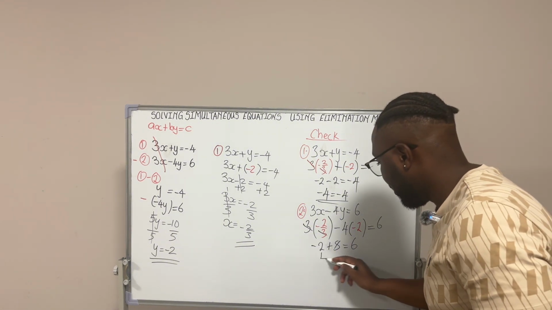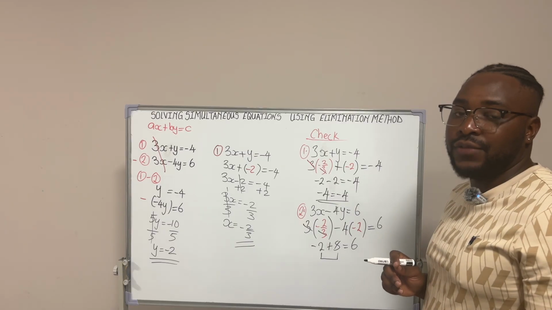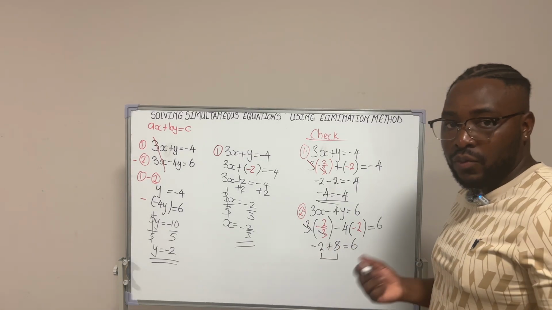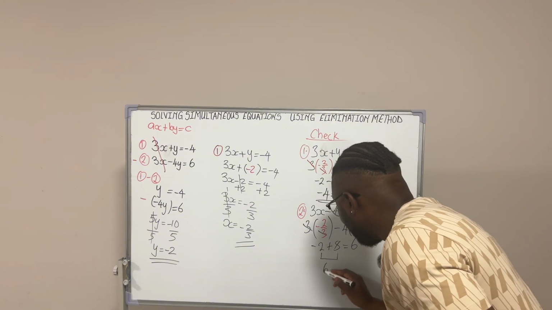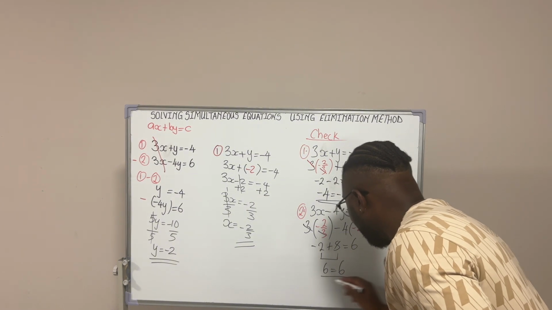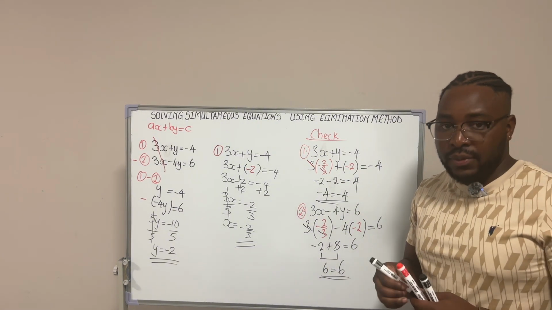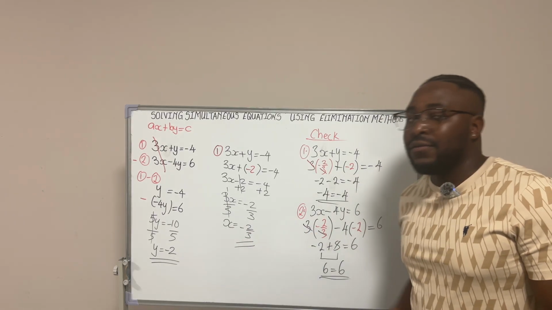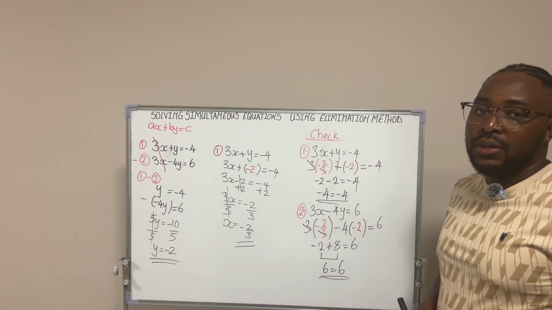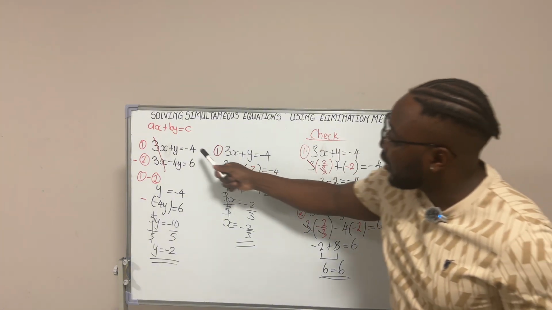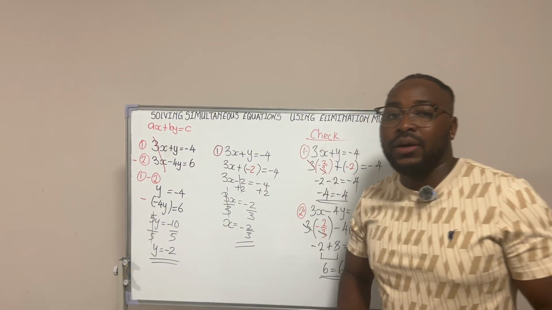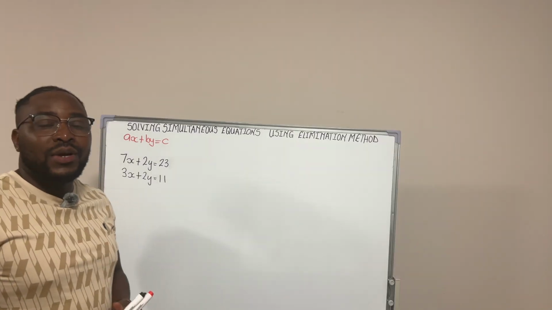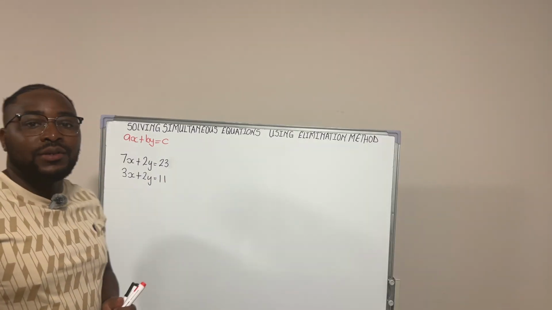Let's deal with these two terms on our left side of the equation. -2 plus 8. What's that? That's +6, equal to 6. There we go. Our x and y values, they work in both of our equations. Yes? Okay, so now let us take a look at our second question over here.